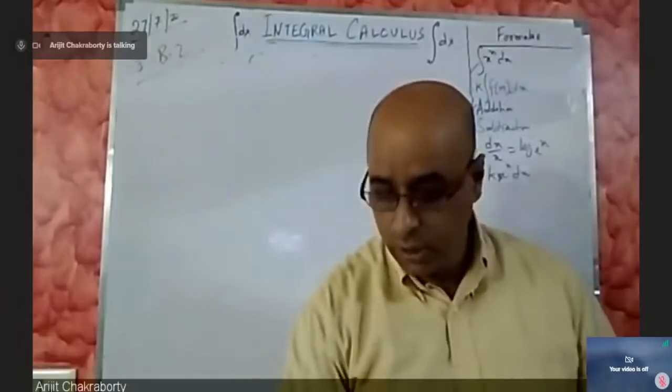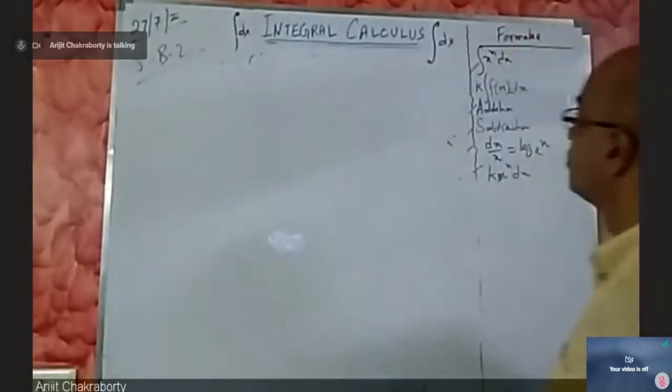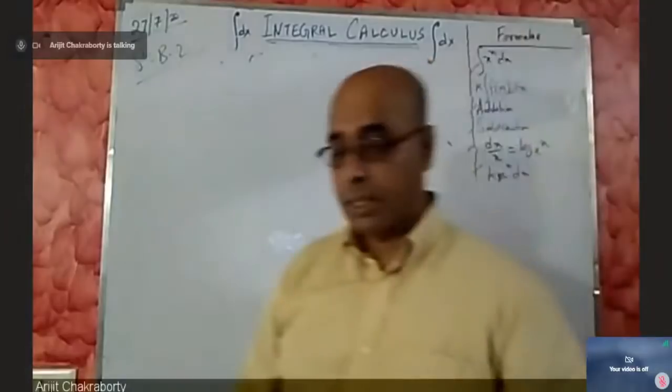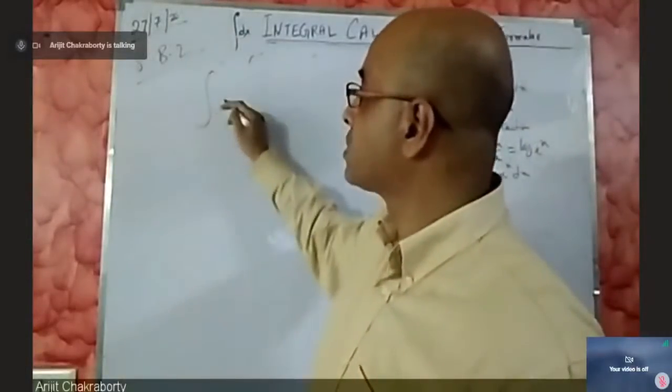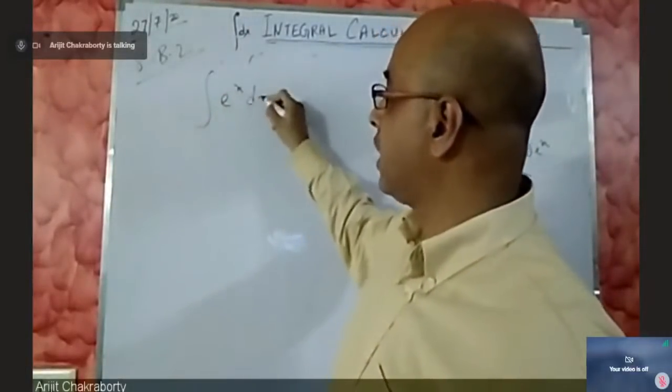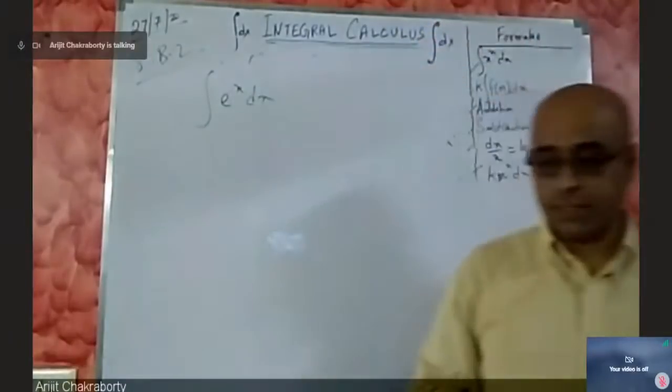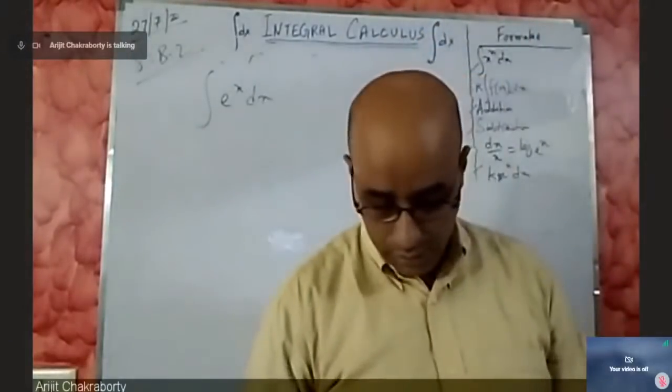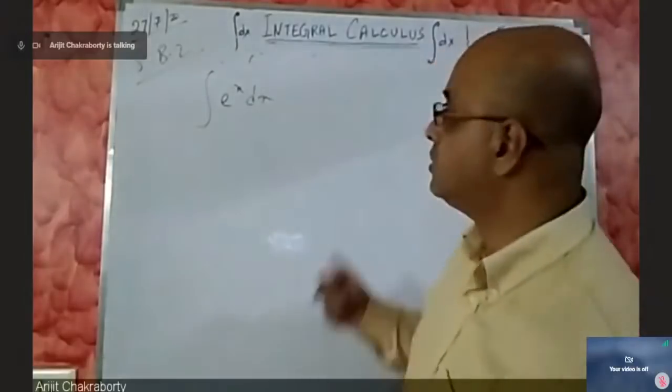Now we go to the next one, and this will be the next formula. This is what happens to e to the power x dx. Don't have to remember, this is very easy.